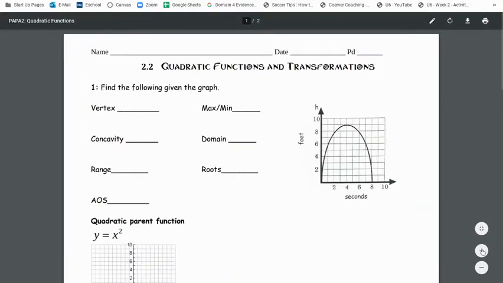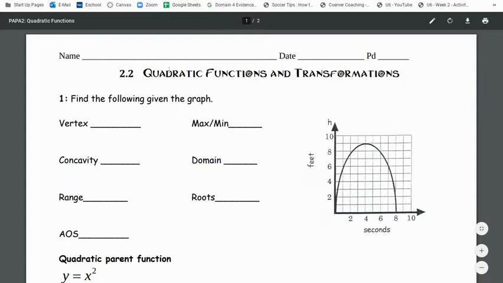All right, so here are our notes today. Today we're going to talk about quadratic functions and their transformations. So we're going to kind of learn two things at one time. We're going to learn all these things about a quadratic. So let's go through this.